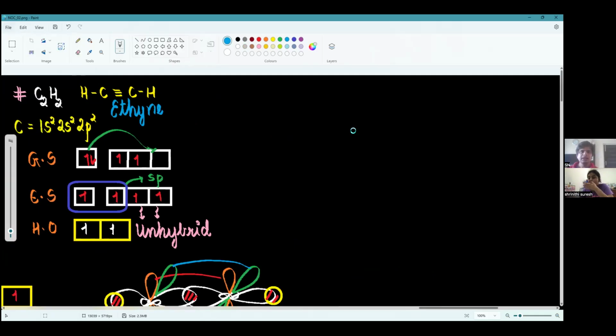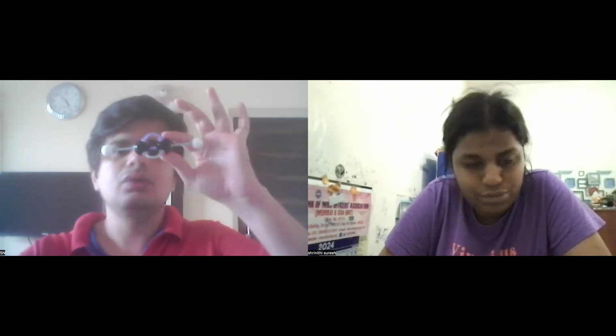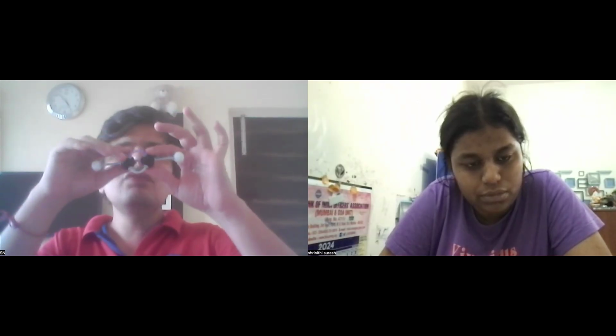I will just stop the screen sharing for some time so that I can show you the shape properly. If you carefully check over here, these are the two carbon atoms. Can you see them? The black color are the carbon atoms. There are three bonds between these two carbon atoms. One above, can you see, with a gray color bond over here? Yes. And then there are two purple color bonds.